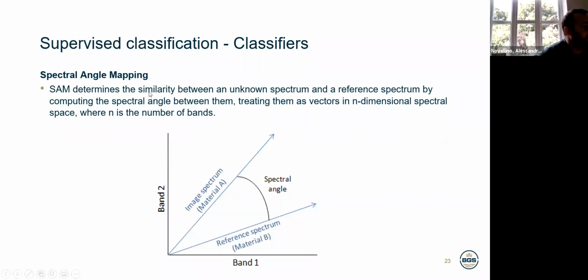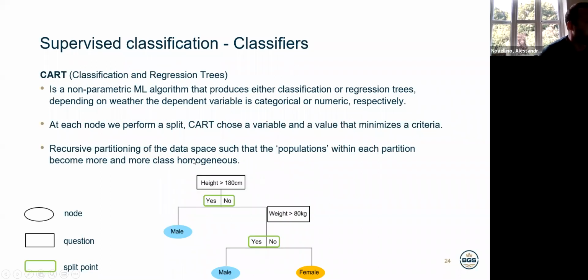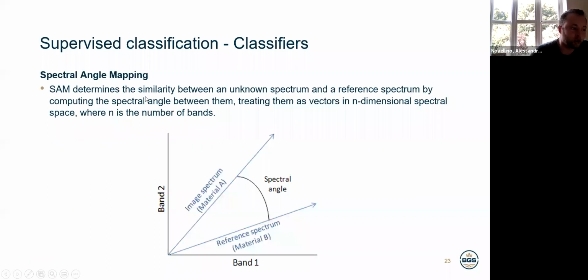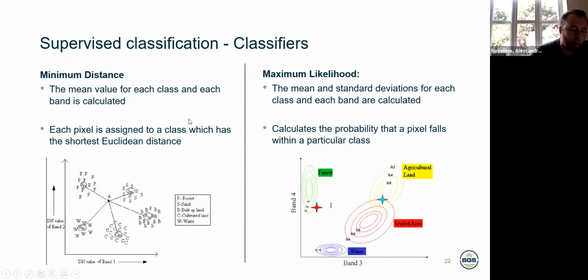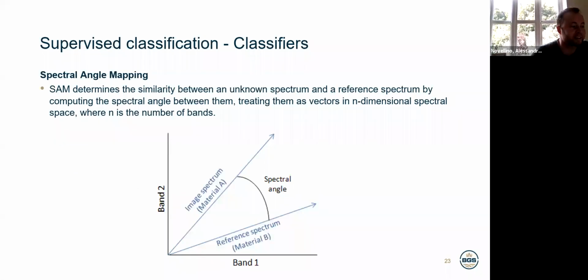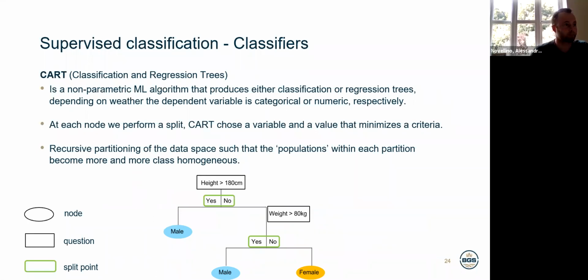Spectral angle mapping instead determines the similarity between an unknown spectrum and a reference spectrum. Essentially, instead of calculating the distance, we calculate an angle, again in a spectral dimension. We treat the spectrum as a vector in an n-dimensional space, which corresponds to the number of bands. CART is probably the example we will start with tomorrow. Classification and regression tree. It's non-parametric machine learning, but all of these are machine learning. It's just that now we label these things as machine learning to make them more appealing, but this has been done for 30 years now.